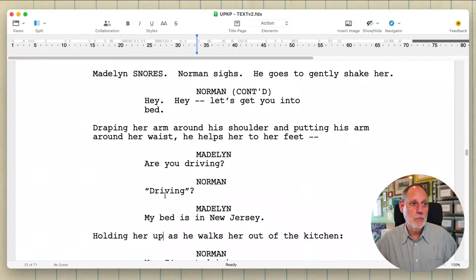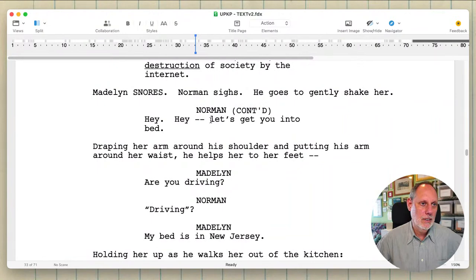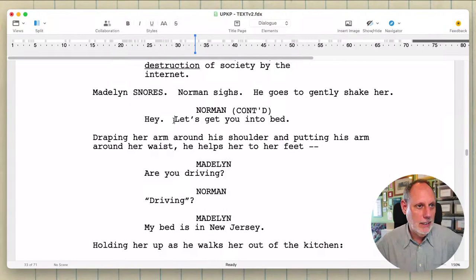Okay, so by the way, this dialogue is excellent. Hey, let's get you. See, I'm going to do this just because it saves a line. And gosh darn it, I am going to save enough lines to get off page 71.